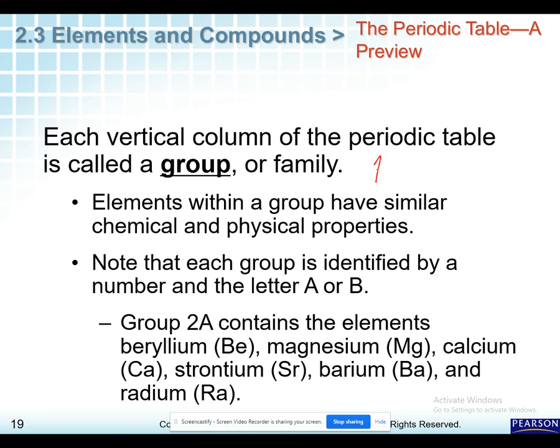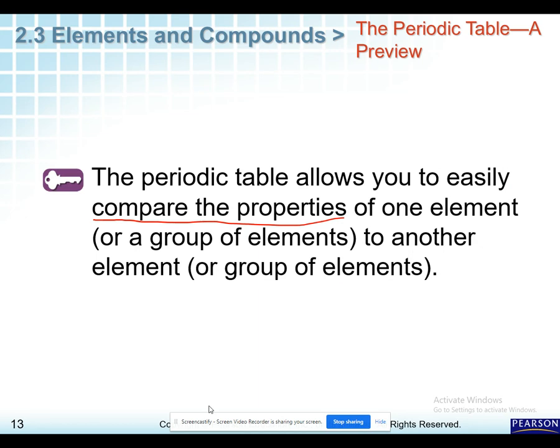These are vertical columns. They go up and down. Because you have repetition as you start a new period, we get groups. If you go down a group, they all have similar chemical and physical properties. So for example, if we have group 2A, this contains beryllium, magnesium, calcium, strontium, barium, and radium. And then we're going to take a look at that real quick.